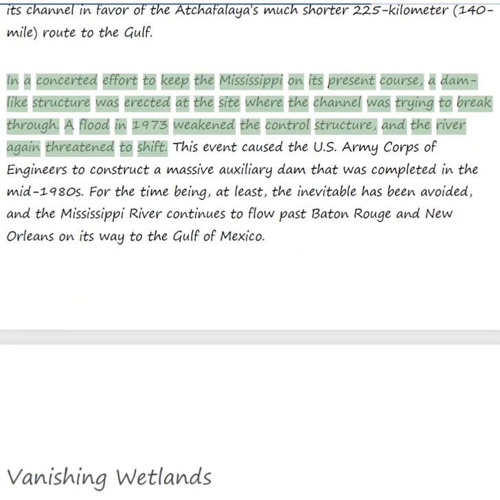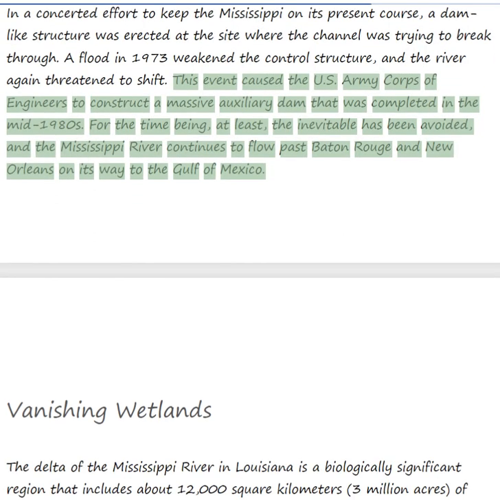In a concerted effort to keep the Mississippi on its present course, a dam-like structure was erected at the site where the channel was trying to break through. A flood in 1973 weakened the control structure, and the river again threatened to shift. This event caused the U.S. Army Corps of Engineers to construct a massive auxiliary dam that was completed in the mid-1980s. For the time being, at least, the inevitable has been avoided, and the Mississippi River continues to flow past Baton Rouge and New Orleans on its way to the Gulf of Mexico.